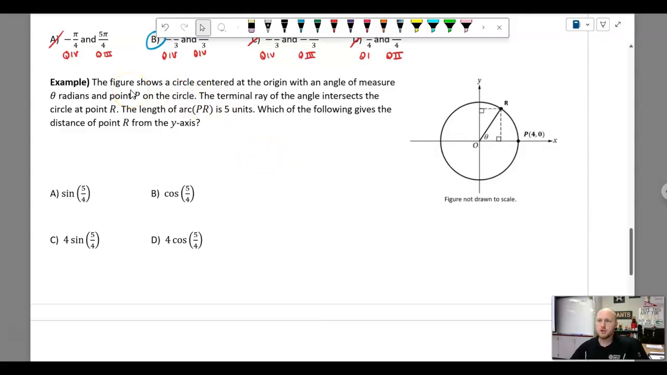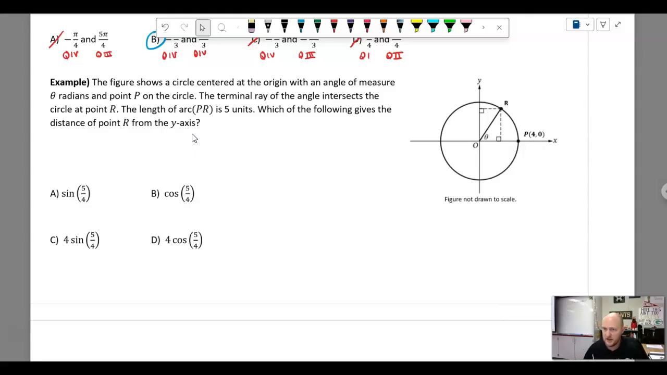Let's go ahead and look at this next example. They say the figure shows a circle centered at the origin with an angle measure theta radians and point P on the circle. The terminal ray of the angle intersects the circle at point R, and we can see this here. The length of the arc PR is 5 units. Which of the following gives the distance of point R from the y-axis? Oh, this one's a little tricky.